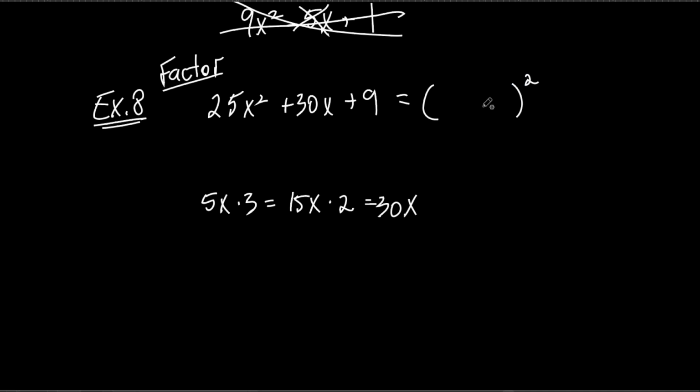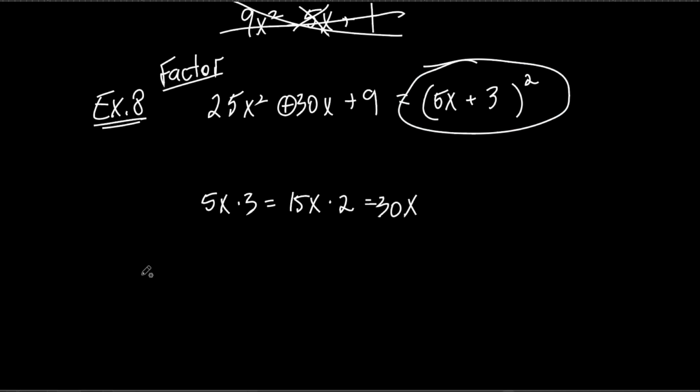Is it minus or plus? Right, because you always look for this sign right here, okay? Now, what goes first? 5x. And what goes next? 3, because 3 is being squared to give you a 9. And that's it. You've just factored it. Okay?